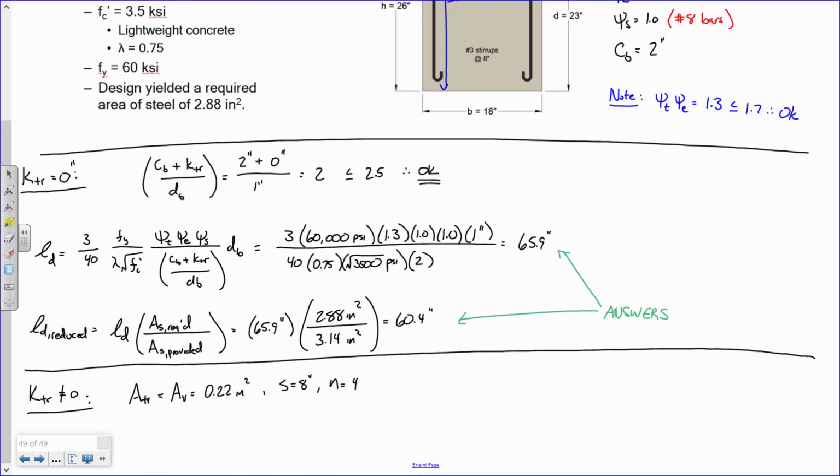So, therefore, KTR is 40 times the transverse reinforcement over S dot N, so 40 times 0.22 square inches over 8 times 4. What does that come out to be? 0.275. Do I have a second on that? And what are the units? Inches.